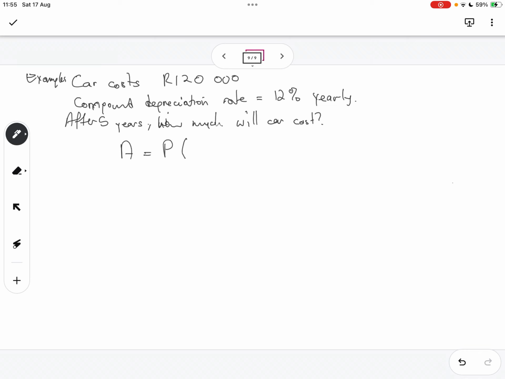So if it is 12% yearly, we are going to use the compound depreciation rate formula, which is 1 minus i, instead of 1 plus i, to the power n. After this, we're just going to do a comparison with simple interest.